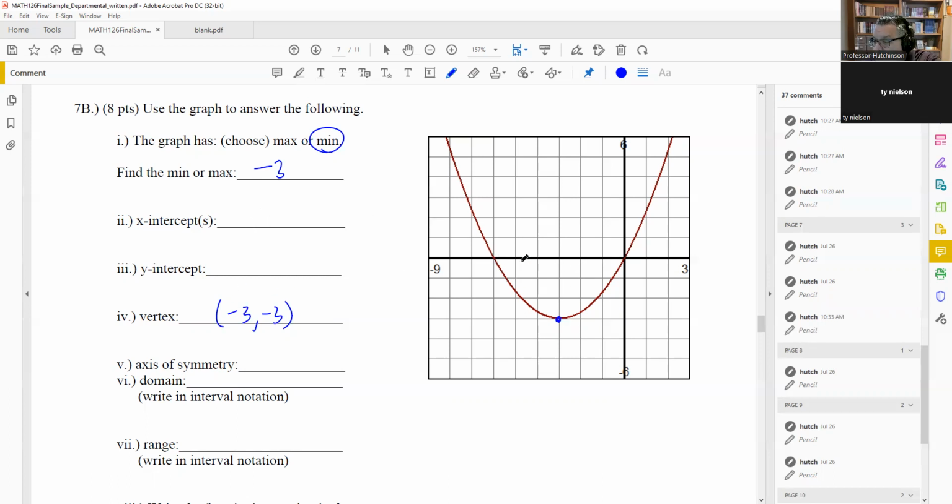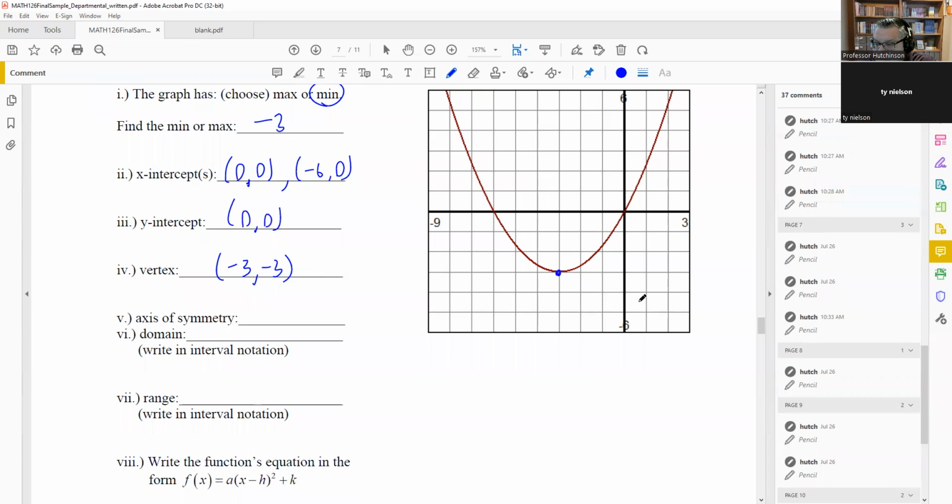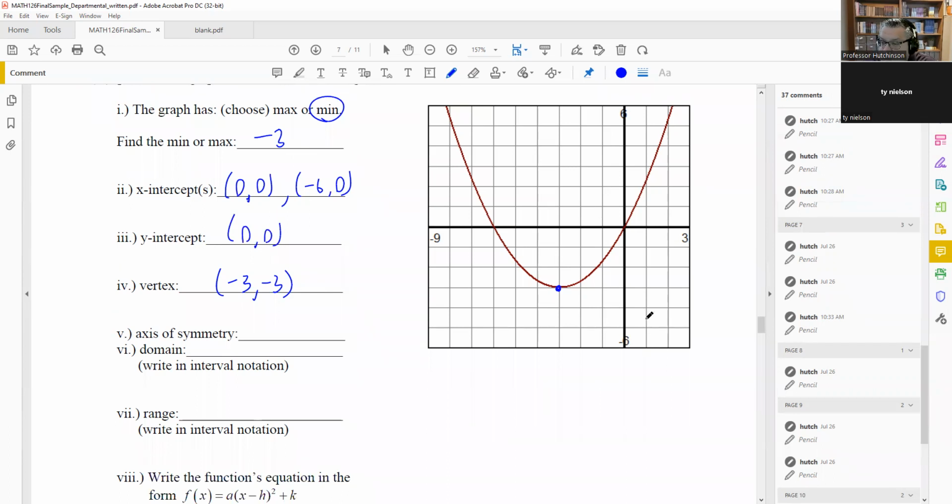The x-intercepts, you can read those off the graph. One goes through 0, 0, and the other one goes through 1, 2, 3, 4, 5, 6, so -6, 0. Okay, so that's the two x-intercepts. The y-intercept is also going to be at 0, 0. Axis of symmetry is x equals the x coordinate of your vertex, -3.